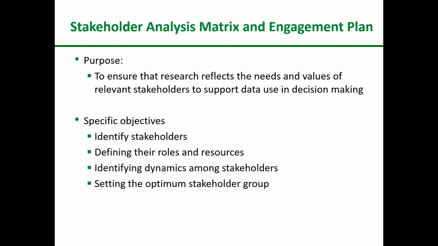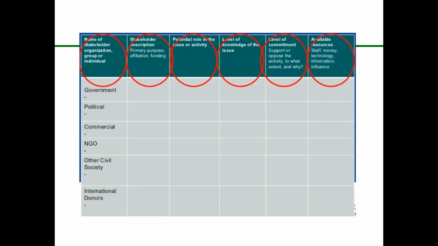Shifting gears again slightly is to think about tools to analyze stakeholder engagement. And I'm just going to highlight that there's a stakeholder analysis matrix and engagement plan, the purpose of which is to ensure that research reflects the needs and values of relevant stakeholders to support data use in decision-making. And the objectives are to identify the stakeholders, define their roles, identify dynamics among stakeholders, and then set up an optimum stakeholder group.